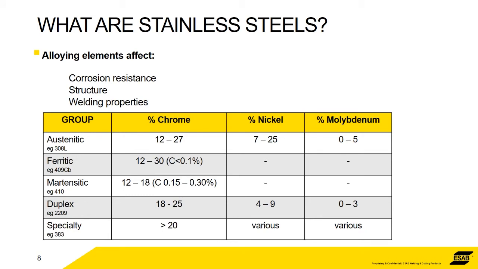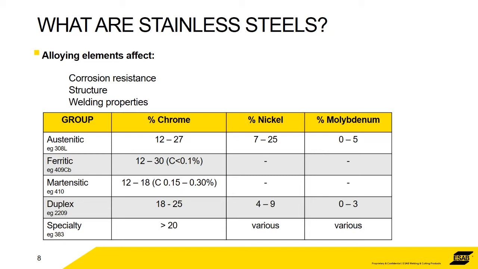So in terms of the composition of these groups, the austenitics can have between 12 and 27% chrome, 7 to 25% nickel, and up to 5% molybdenum. The ferritics, you've got a lot of chrome and no nickel or molybdenum in there. Martensitics, the same. But you can see the difference between the ferritics and the martensitics is the martensitics have more carbon. It's a higher carbon content, and that really does affect the properties. Duplexers, as we say, it's very similar to the austenitic group.